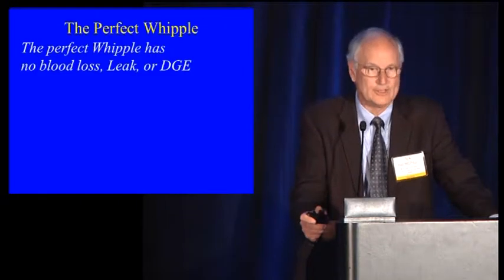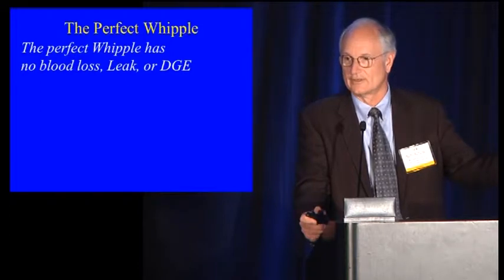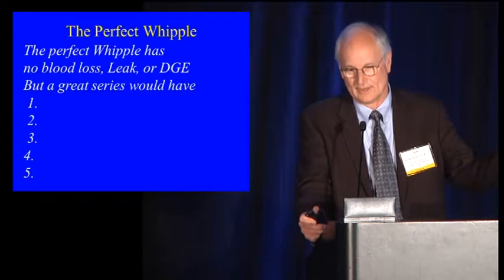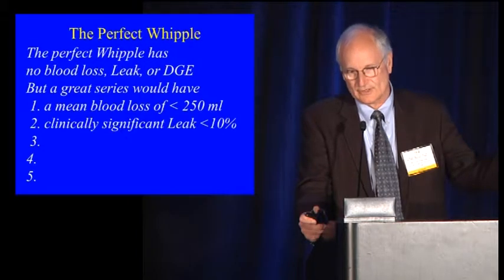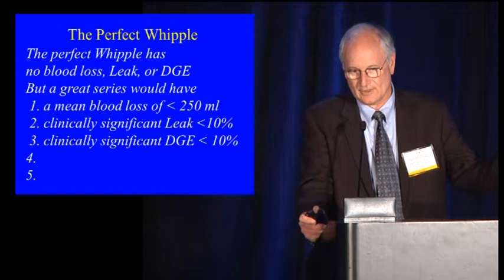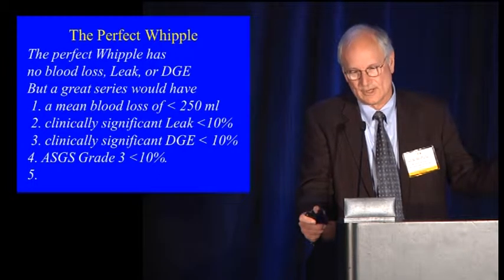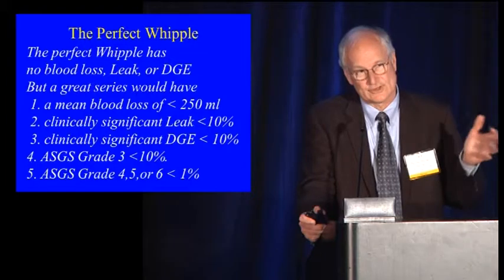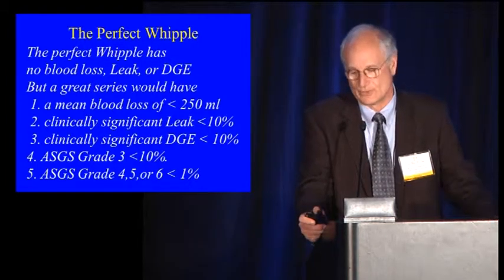So the perfect Whipple then has no blood loss, no leak, no delayed gastric emptying, right? Kind of hard to do, but a great series would have the following: a mean blood loss of less than 250 mils, a clinically significant leak rate of less than 10%, a clinically significant DGE rate of less than 10%, an accordion scale, Clavien scale, grade 3 of less than 10%, and the grade 4, 5, and 6, that is the general anesthesia, the organ failure, and death, all combined less than 1%.